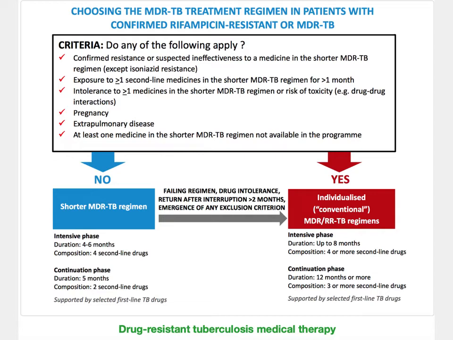But if the answer to these questions is yes, then individualized conventional MDR or rifampicin resistant tuberculosis regimens are used, and in the intensive phase, the treatment is up to 8 months, and composition is 4 or more second line drugs. And in the continuation phase, the duration is 12 months or more, and the composition is three or more second line drugs. You can just go through this chart.